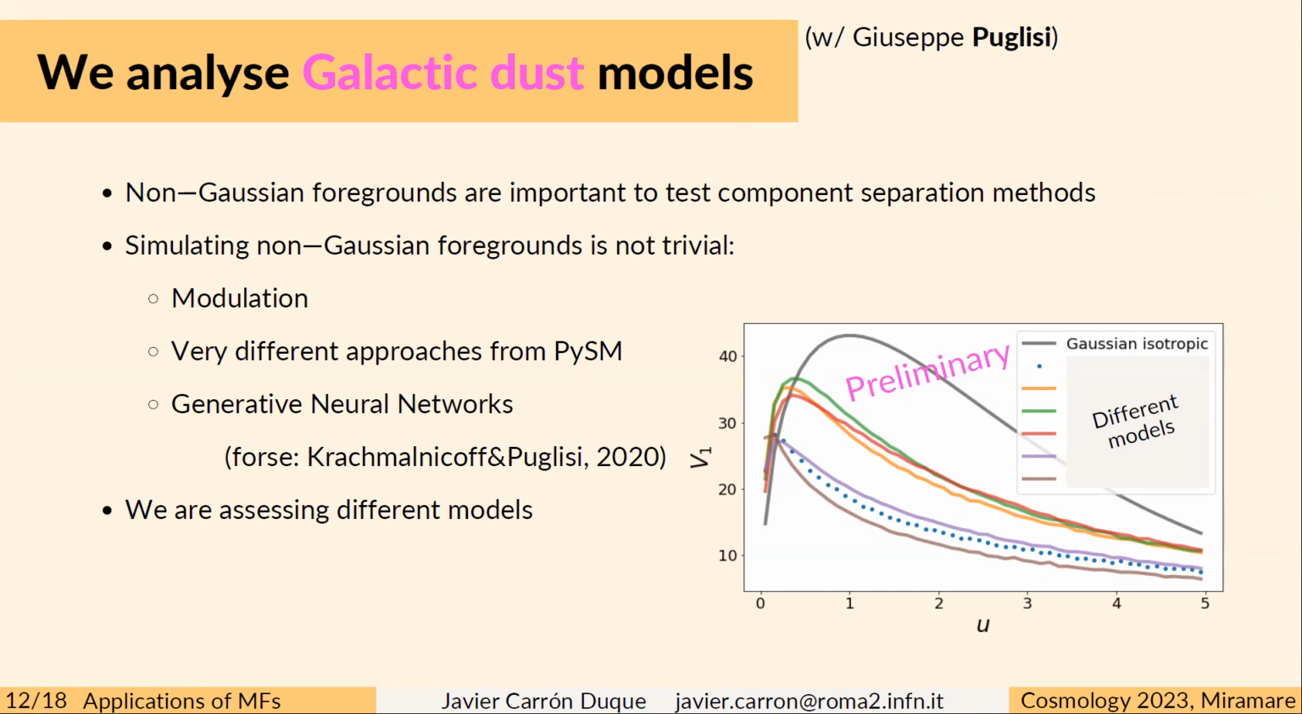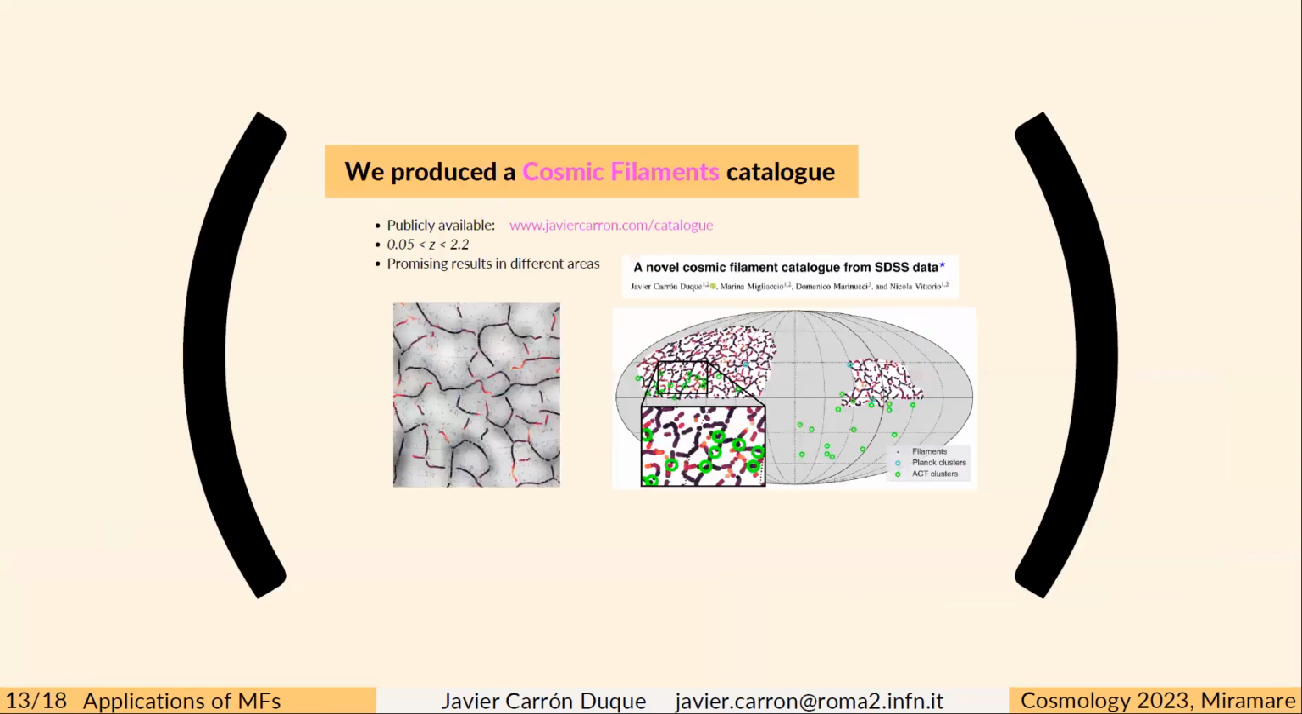So I asked Giuseppe. What we are doing here is analyzing different models that have already been proposed in the literature and assessing how non-Gaussian they are. Which one is the most non-Gaussian, which one is closer to data, and what kind of non-Gaussianities they present. And in fact, we observe that they are different. I'm not telling you what models they are, because this is still preliminary, but stay tuned in the next couple of months. And as I said, this is with Giuseppe.